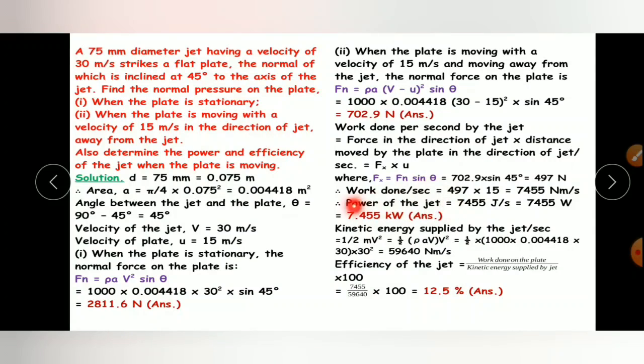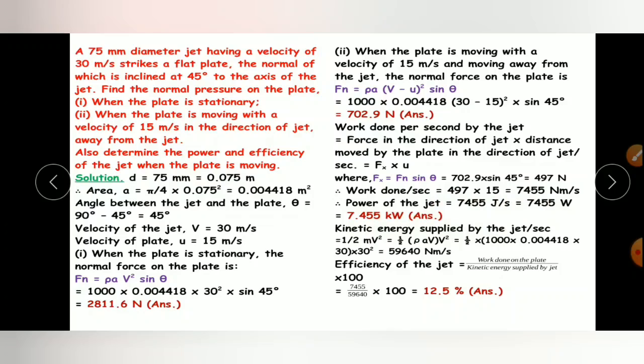Power of the jet is nothing but the work done per second, that is equal to 7455 Newton meter per second, or joule per second, which is equal to 7455 watt. Dividing by 1000 we get 7.455 kilowatt. This is the power of the jet.